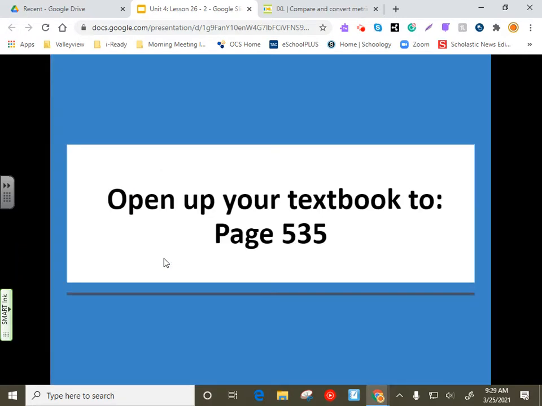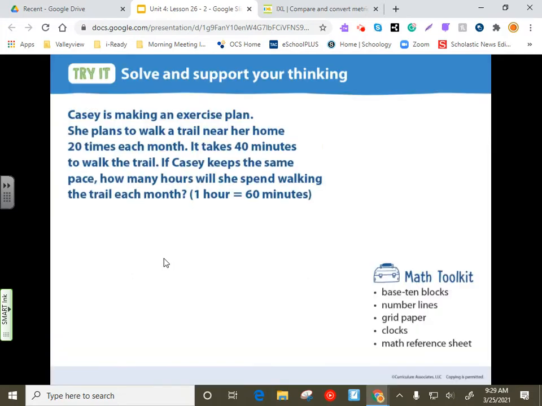Okay, so let's look at page 535. And Casey's making an exercise plan. She plans to walk a trail near her home 20 times each month. It takes 40 minutes to walk the trail. So if Casey keeps the same pace, how many hours will she spend walking the trail each month? And they give us a conversion here to remind us that 1 hour is equal to 60 minutes.